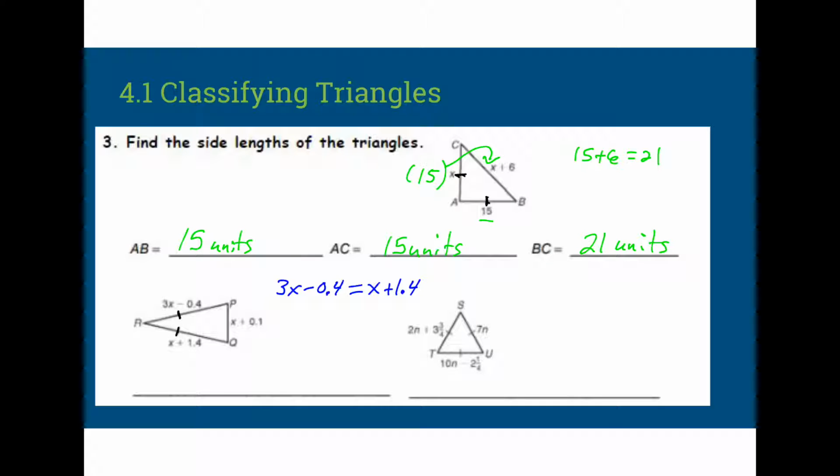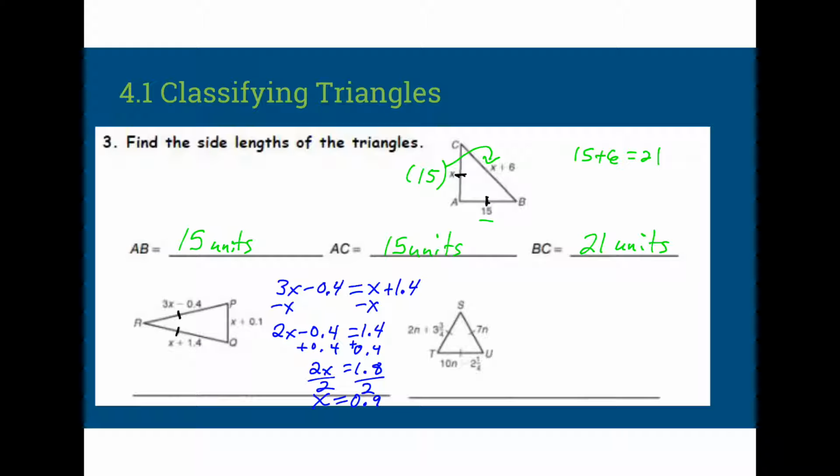And once we have the equation, we can solve. So I can subtract an x from both sides. 3x minus x is going to be 2x minus 0.4 is equal to 1.4. Now let me add the 0.4 over to the other side. So that leaves us with 2x is equal to 1.8. Divide by 2, and I get x is equal to 0.9.